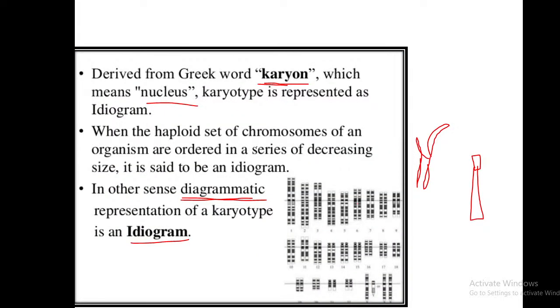When the haploid set of chromosomes of an organism is arranged in the order of decreasing size, that is known as an ideogram. So karyotype is the total chromosome constitution, and ideogram is the pictorial representation of the chromosomes. Now let's see the chromosome complement.